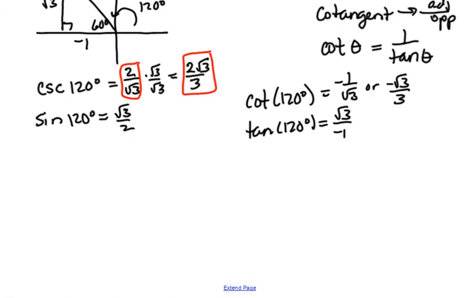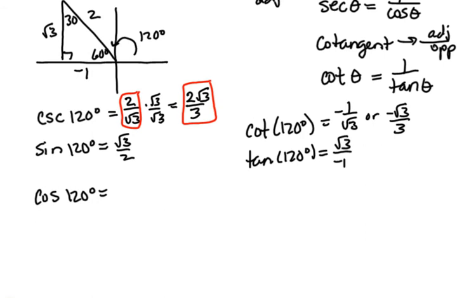What if I wanted to do cosine of 120? Well, looking at our triangle, cosine of 120 would be negative 1 over 2. So what if I wanted to do secant? Secant of 120 would be negative 2 over 1, or just negative 2. Okay? So those are all your reciprocal functions.